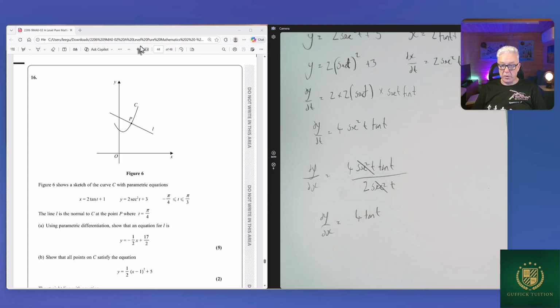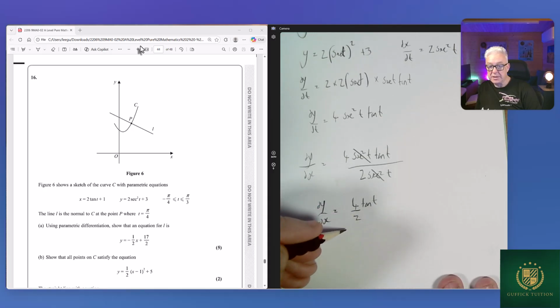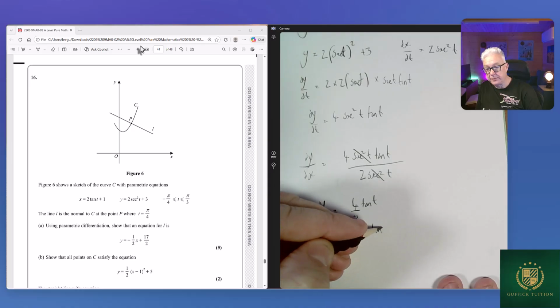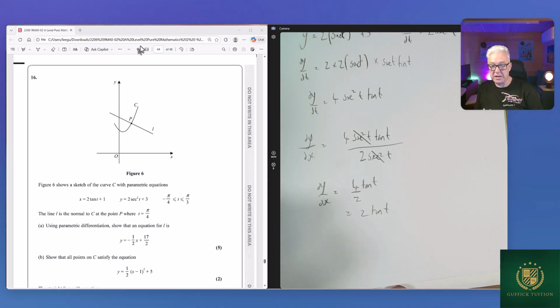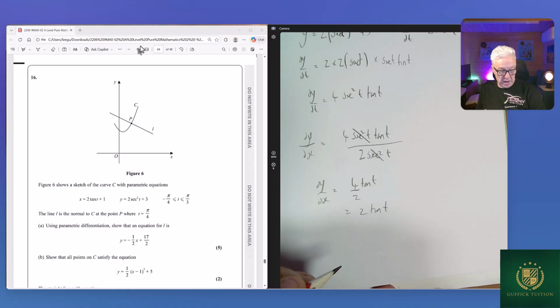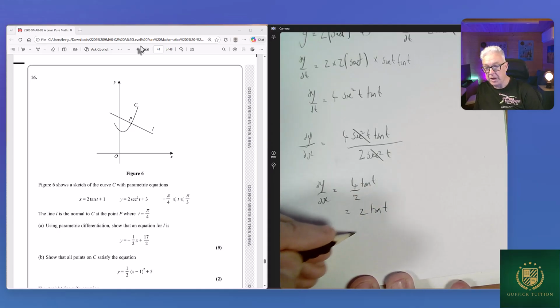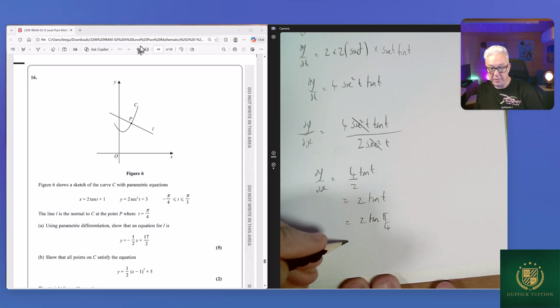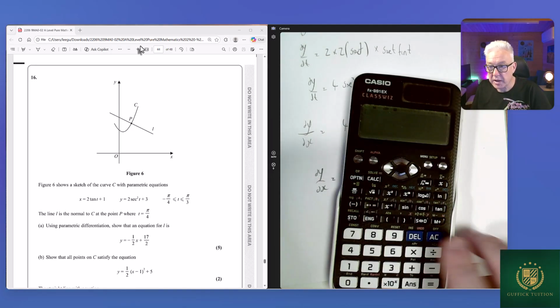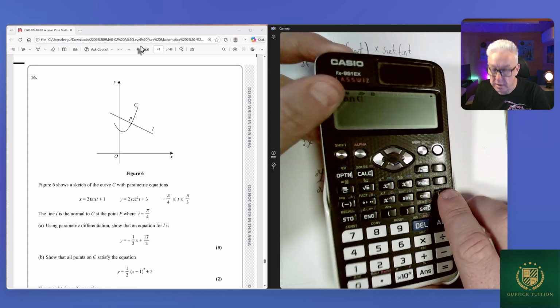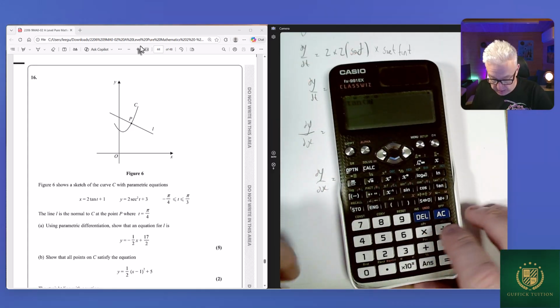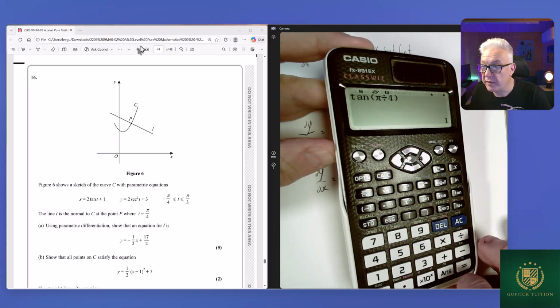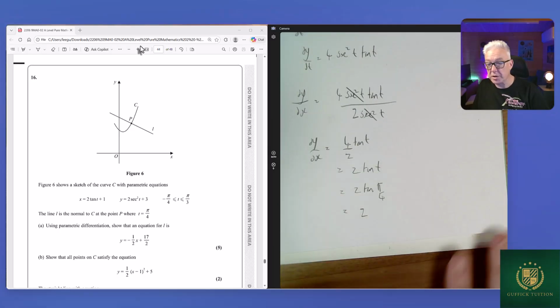Now we're told that we're at the point where t is equal to pi over 4. So let's sub that in, oh actually it's 4 over 2, so that is going to go to 2 tan t. Now we're going to sub in pi over 4, and at pi over 4, we're going to have 2 times tan of pi over 4. Let's have a look and see what that is. So I get my calculator and I go tan of pi over 4, close bracket. Tan of pi over 4 is 1. So I've got 2 times 1, so it's 2.